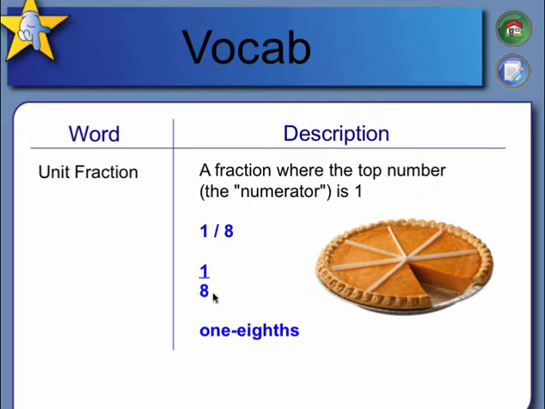1/8, vertical there, this is the horizontal way to show it, and then the word form, one eighth. I have a pie here that's divided into 8 slices, and Mr. Nutty decided to eat one of them, so he ate 1/8 of our pie. So 1/8 is an example of a unit fraction because the numerator is equal to 1.